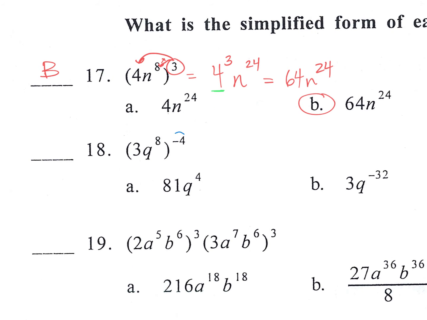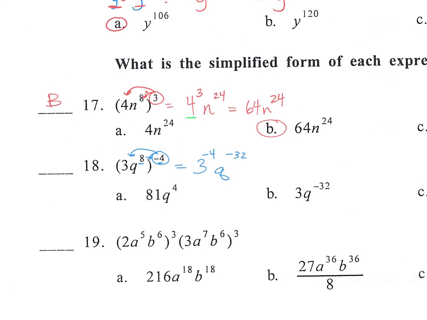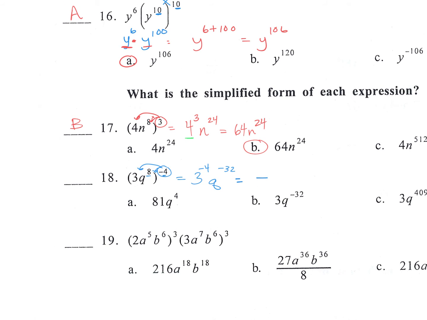All right, number 18, same kind of situation as 17. We'll distribute that negative 4. So I get 3 to the negative 4, q to the 8 times negative 4. I'm multiplying because they're parentheses. So it's negative 32. We can't leave those negative exponents. So I'm going to do an equal sign and a fraction bar. I'm going to move both of these to the denominator. They both have a negative exponent. They both have to go. Put a 1 at the top. Now in the bottom, let's do 3 to the power of 4. So we get 81, and it's q to the 32.